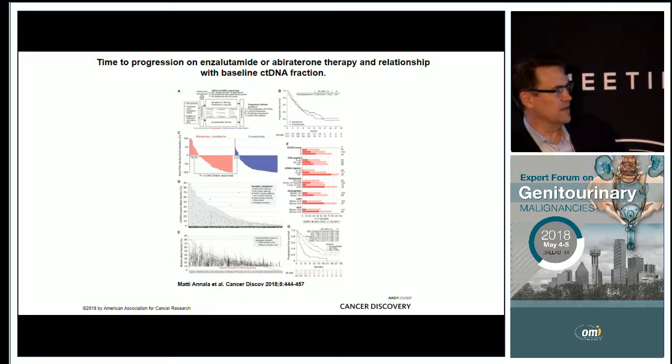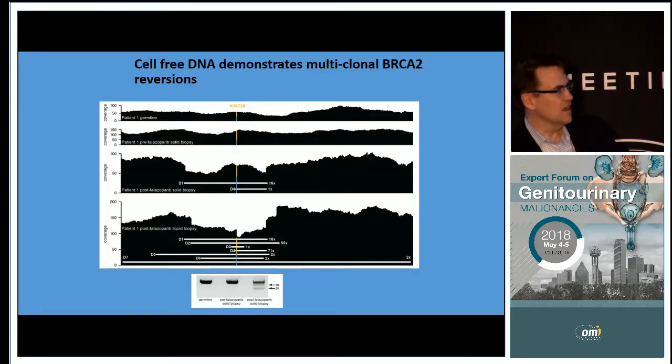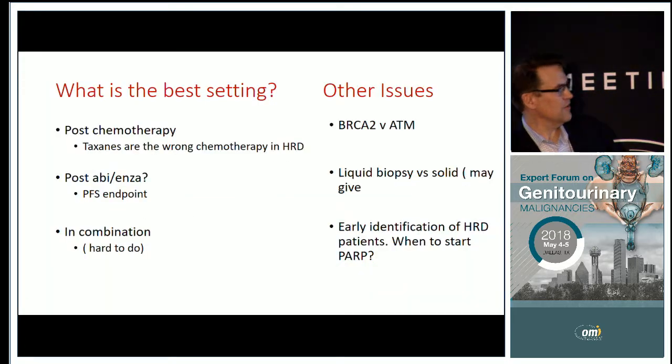I apologize for that. But anyway, the point of this slide is to say that cell-free DNA, I think, is the wave of the future in terms of analyzing this with a liquid biopsy. This is data that I won't go into with reversion mutations. My 10 minutes went by really fast.